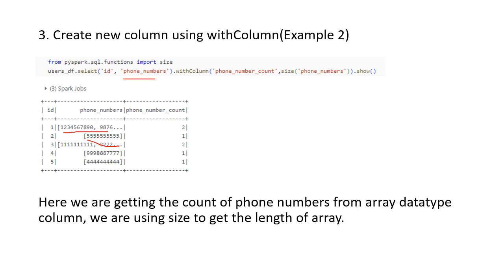What I need is a new column which is nothing but phone_number_count. So phone_number_count will tell how many numbers I have in that array. To get the array count, that is the length of the array, we have a function called size. If we use size, we need to import size from pyspark.sql.functions. And then with withColumn, I'm creating a new column, phone_number_count. Then I'm applying size on phone numbers so that I'm getting the required result here.